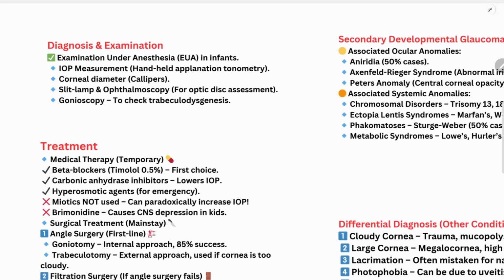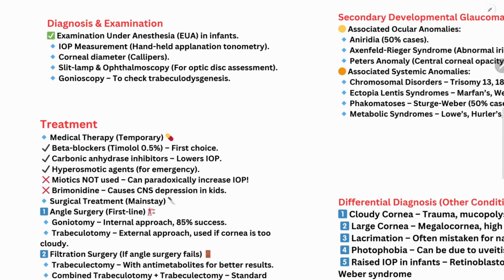Next one is how you are going to diagnose this, or examination. Examination is done under anesthesia in infants. So here you will see IOP measurements, measuring corneal diameter, and as usual slit lamp or ophthalmoscopy, and gonioscopy can also be done to check trabecular dysgenesis.